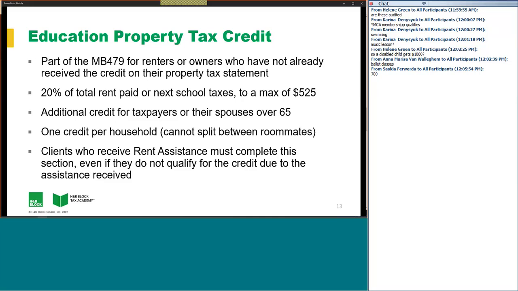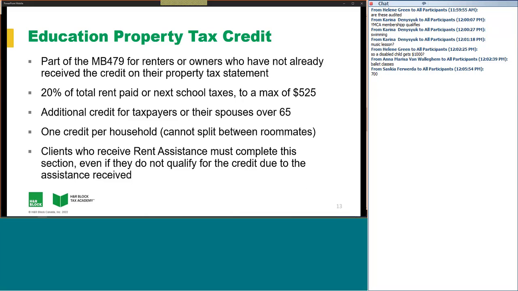The weird thing about this portion of it is it's also one credit per household. So if you have multiple people in one house and they're not in the same family, they have to decide who's going to apply. This happens especially for younger people who might be renting with friends. If you're renting with friends and you each have your own rent check or rent receipt, only one person in the house, in the address, can claim the education property tax credit. I'm going to call it the rent credit just because that's what our clients call it, and it's a lot faster to say. So when I say rent credit, I mean education property tax credit. So one rent credit per household, doesn't matter who's paying for it.